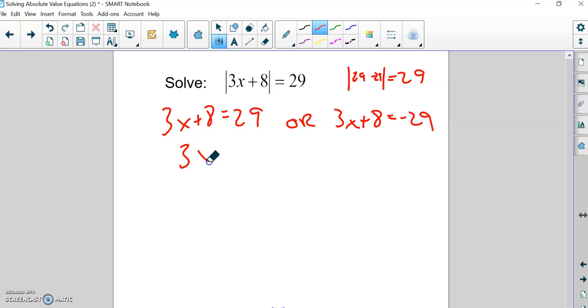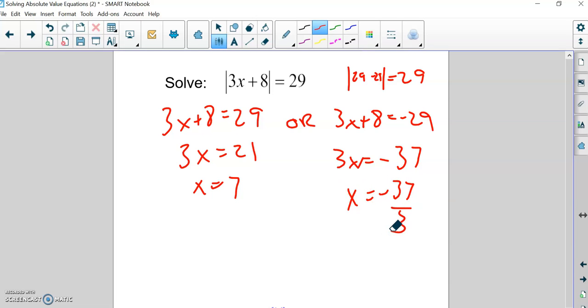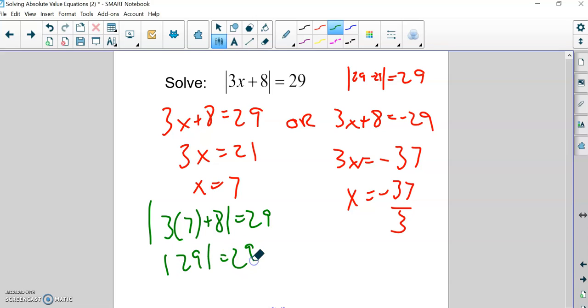So we can solve this and get x equals 7, and we can solve this and get that. Okay, we do need to check just to confirm that we have this correct. If I were to check this, we can say 3 times 7 plus 8, and then that's going to be the absolute value of 21 plus 8 is 29. And 29 does equal 29.